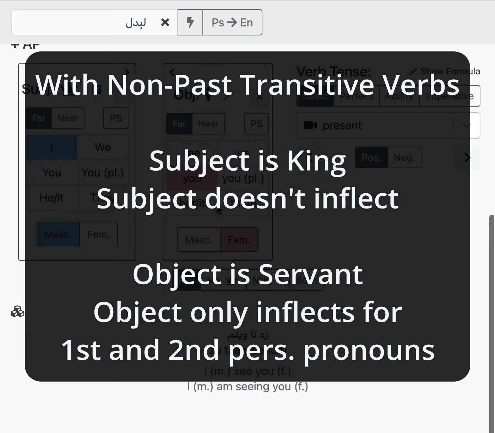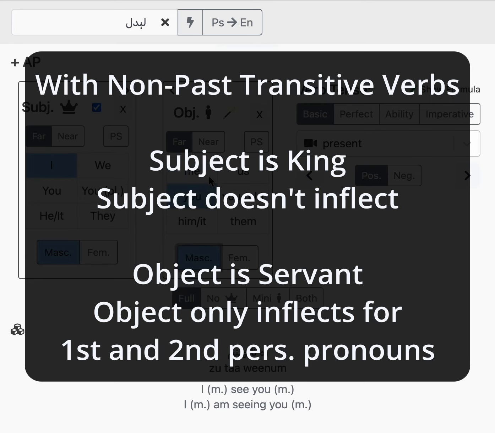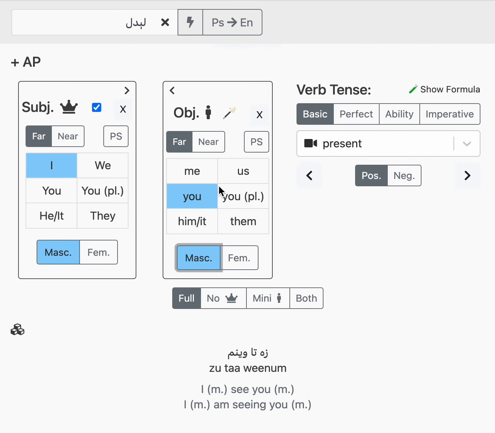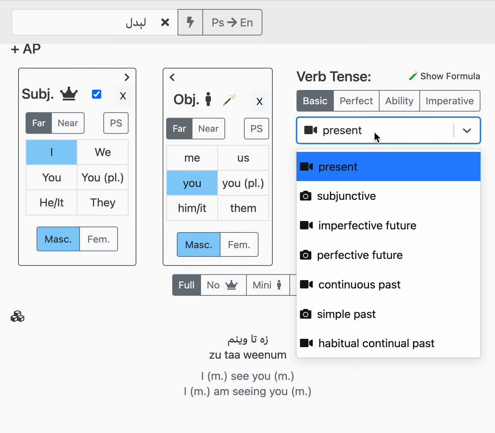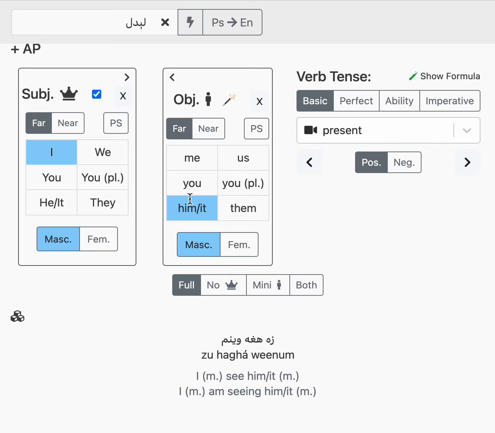The object only inflects when it is a first or second person pronoun. So that's the phrase structure for a transitive verb not in the past tense. But when we go to the past tense, things are going to change. Watch this. Look, ma ta zatawinam. But as soon as I switch, let's change this around a little bit.